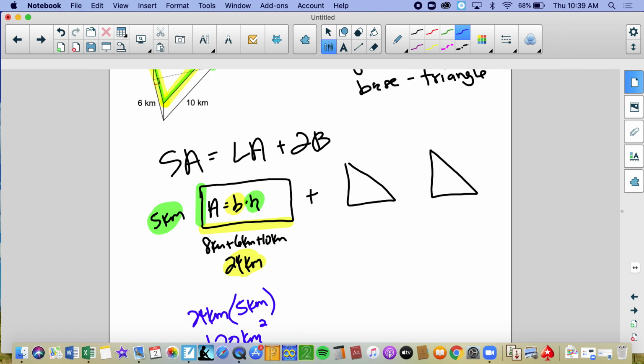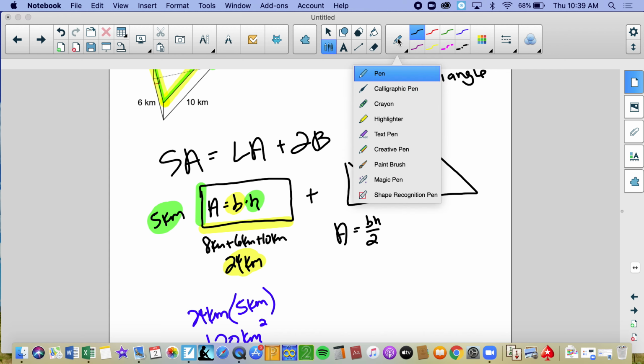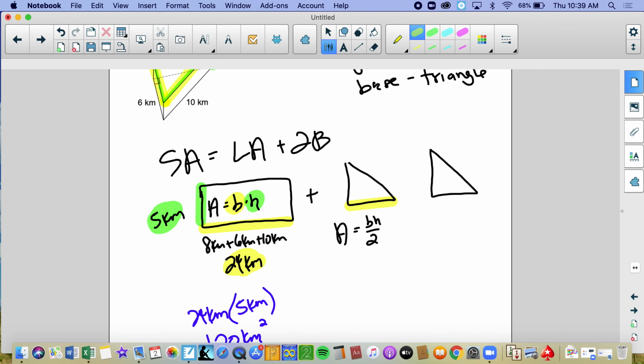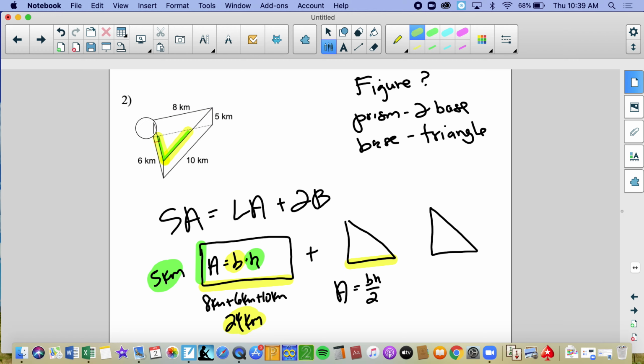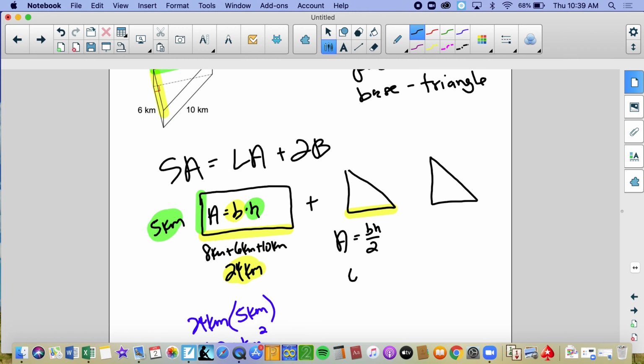Now, what's the shape here? The shape is a triangle, so we know area equals base times height divided by 2. Let's find the base of this triangle. Well, we've got to go back to my base. So let's take a peek. I can choose this as my base, but I don't have a perpendicular height, so that won't work. I can use this base, and yes, I do have a perpendicular height. So we'll use 6 kilometers as my base.